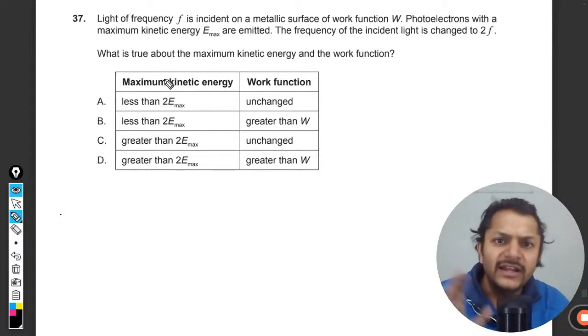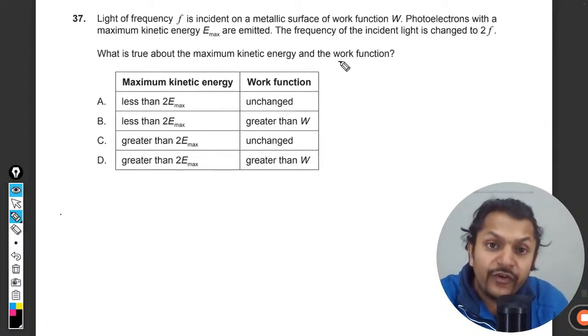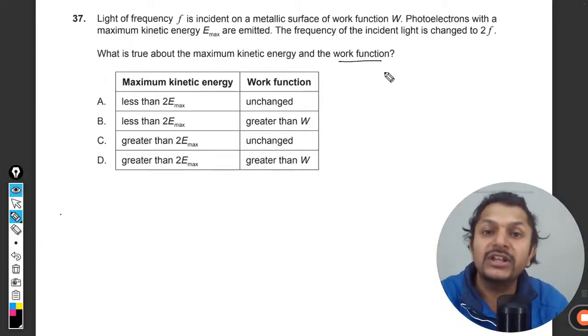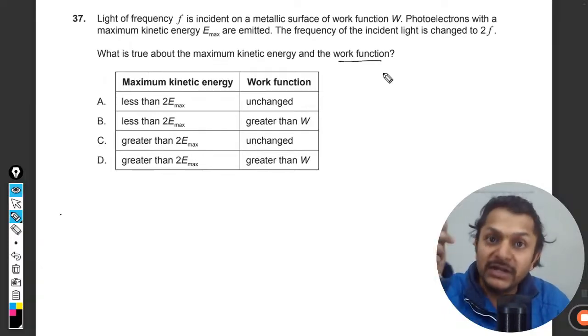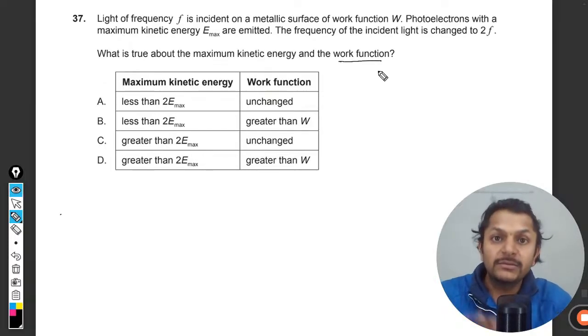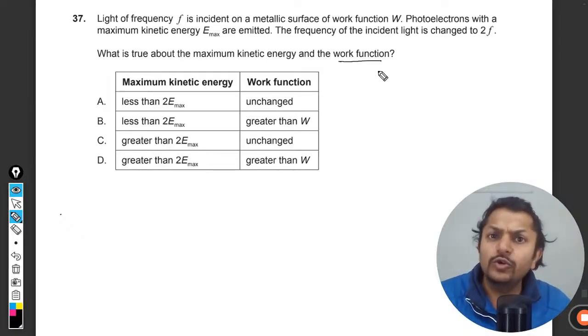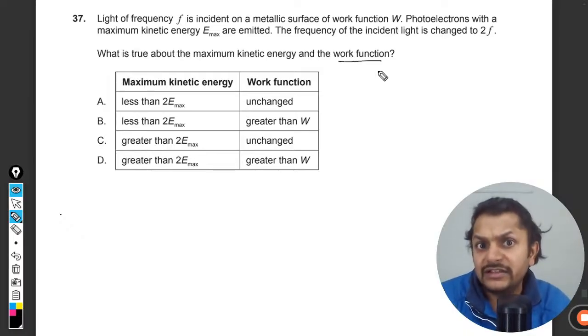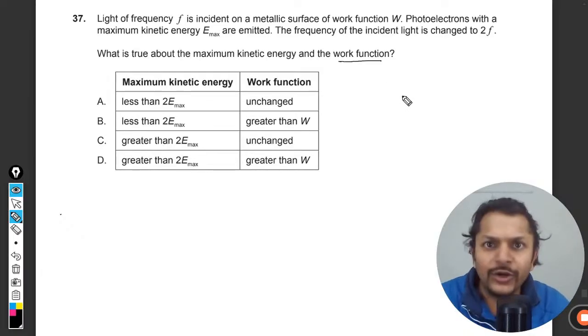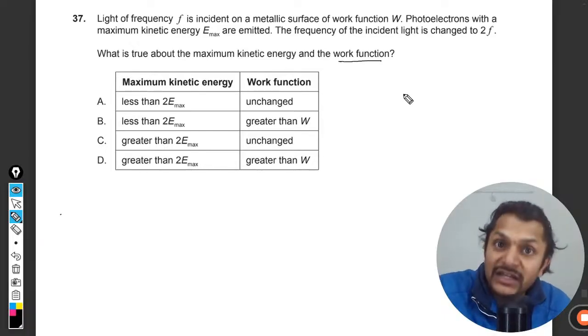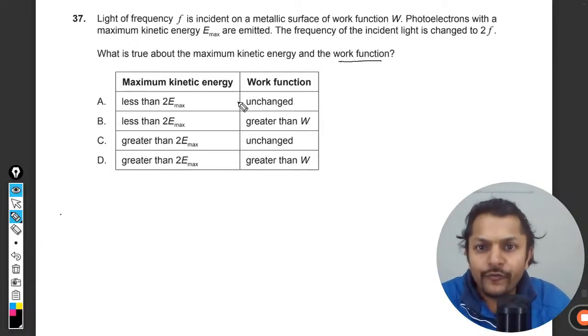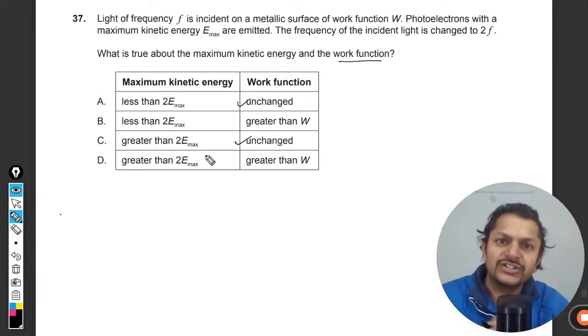So one thing is very clear in this question. You see, work function is the property of the material that you are using, like the photosensitive material, like zinc or something. So it has nothing to do with the light which is falling on the material, isn't it? So work function is not going to change because it is a function of the material that you are using. So work function is definitely unchanged.